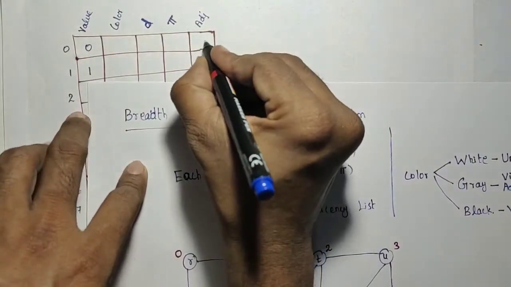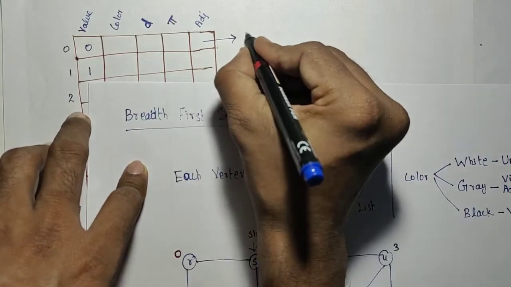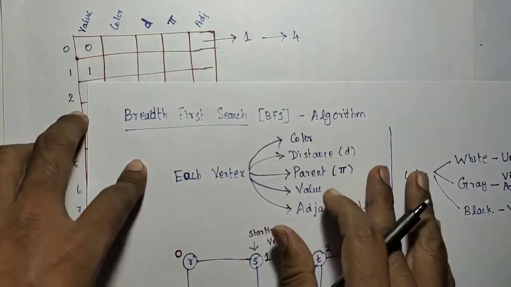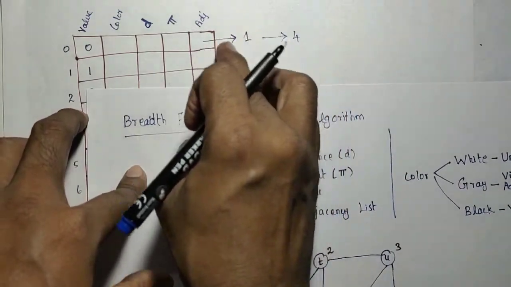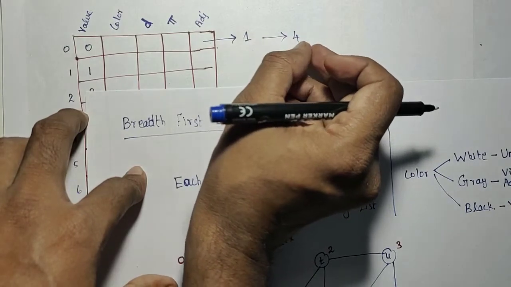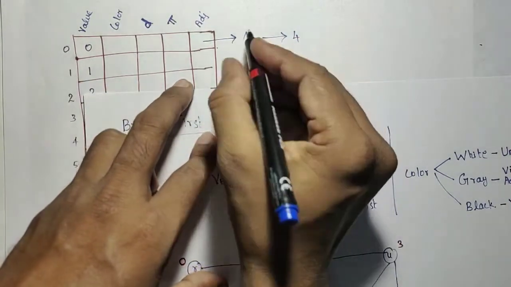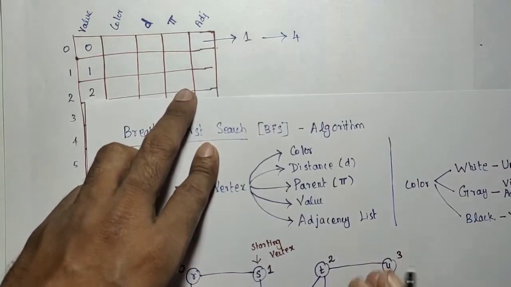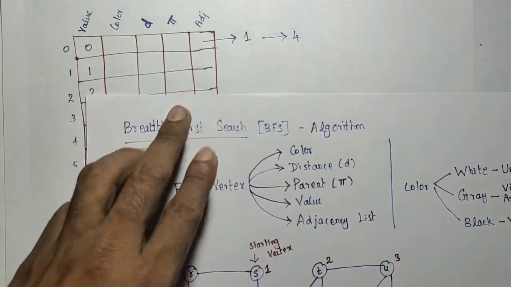This is 1 and then 4. You can also draw it as a linked list. Simply, what I have written is 1 and 4. Otherwise you need to draw a box and then it is pointing to 4, and it is pointing to null, like that. So this is an adjacency list for 0.